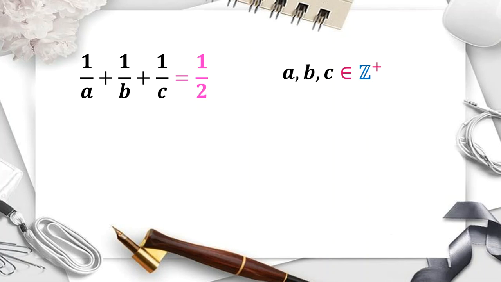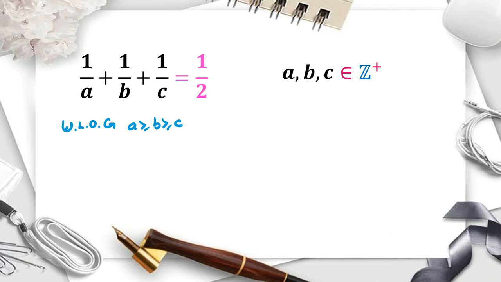1 over a plus 1 over b plus 1 over c equals 1 over 2, where a, b, c are positive integers. We want to find them. First, without loss of generality, because the problem is symmetric with respect to a, b, c, we can say a is greater than or equal to b, greater than or equal to c. And now I want to say that c cannot be greater than 6.